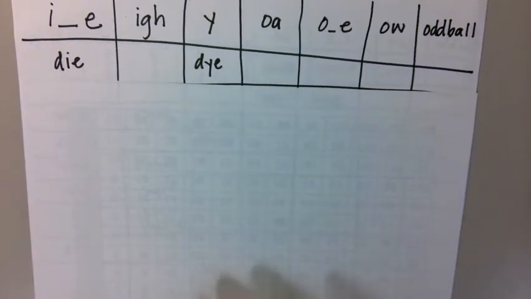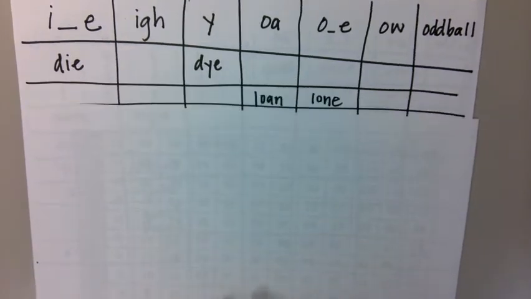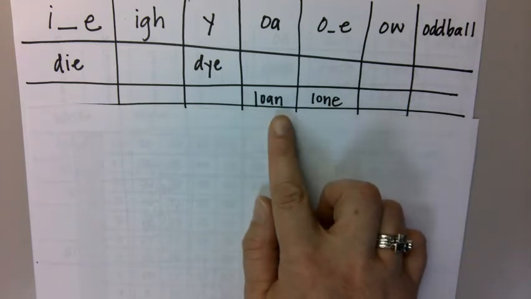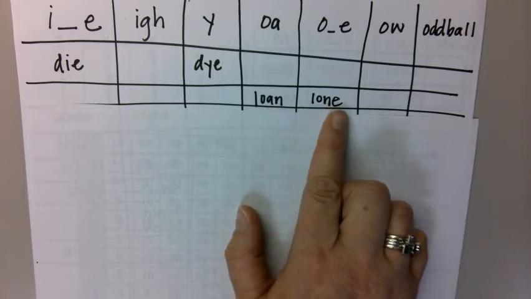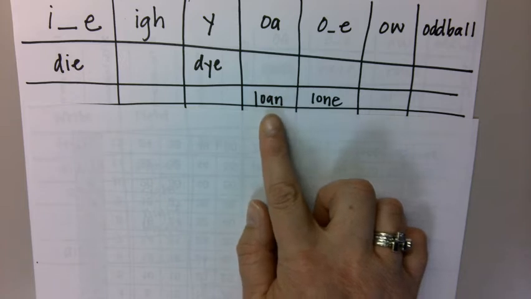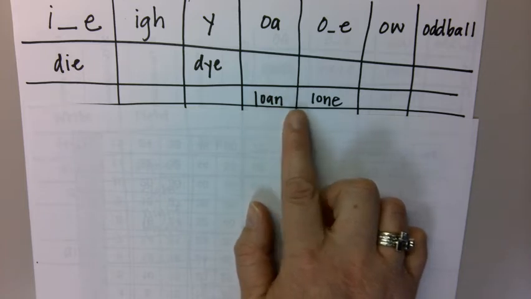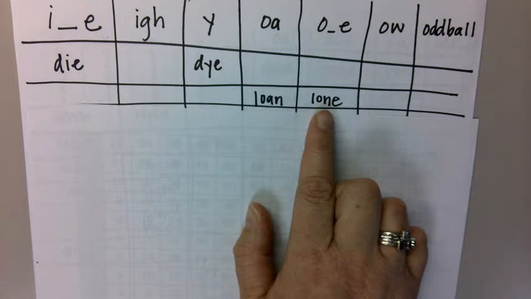Our second set of homophones we're looking at is lone. You can see in this case, the O-A sound makes the long O. The O consonant E sound makes the long O again. So loan, as in I'm going to loan you my favorite shirt. Lone, as in singular, one.